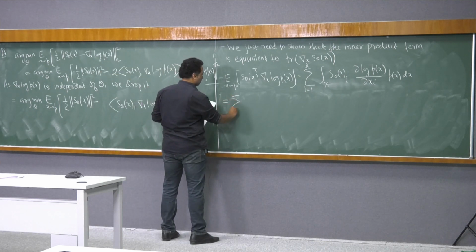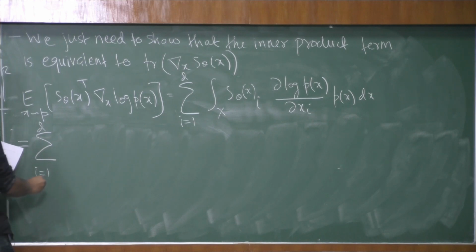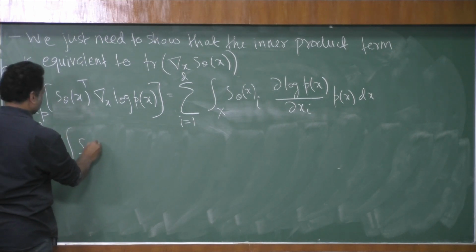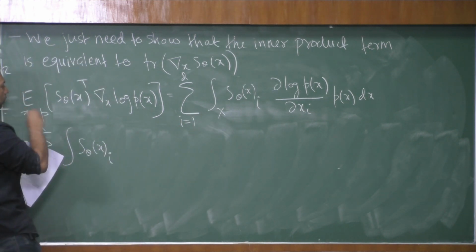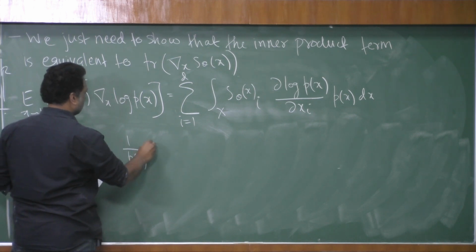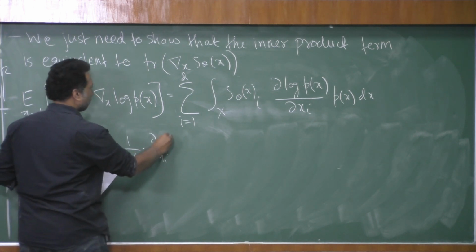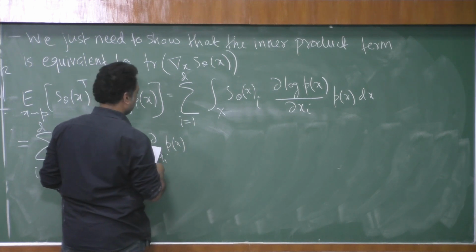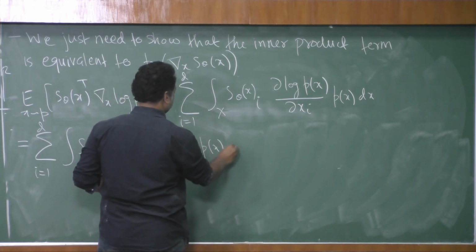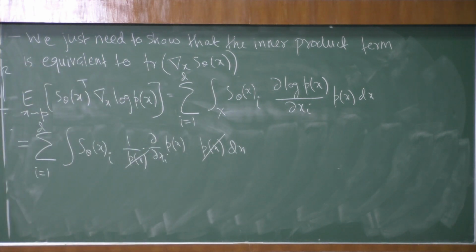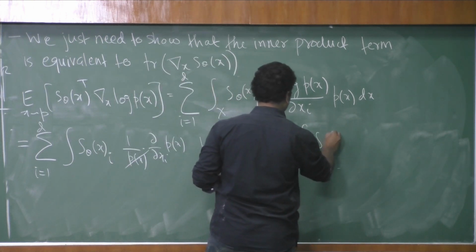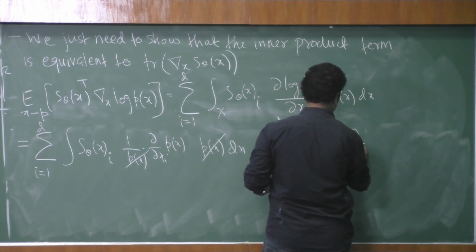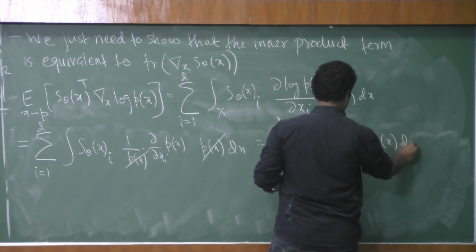So, sum over i equals 1 to d, and then the integral of the ith term of s theta x, and then, as I said, the derivative of log p, which is 1 by p(x) times del by del x_i of p(x), and then you have p(x) here, dx here. This p(x) gets cancelled, and then we are left with the sum over i equals 1 to d of the integral of s theta x times del by del x_i of p(x) dx.